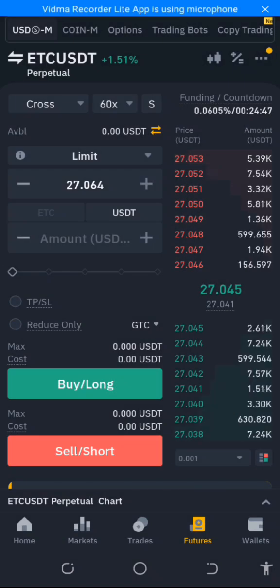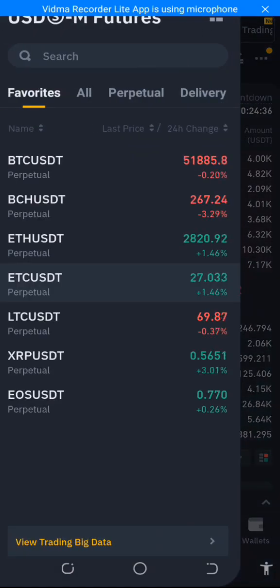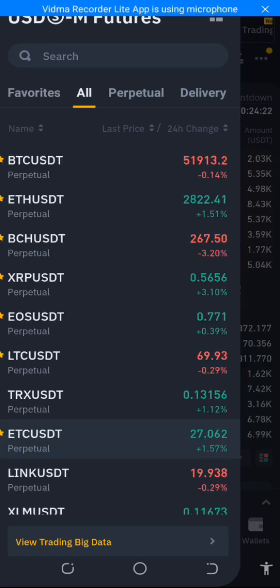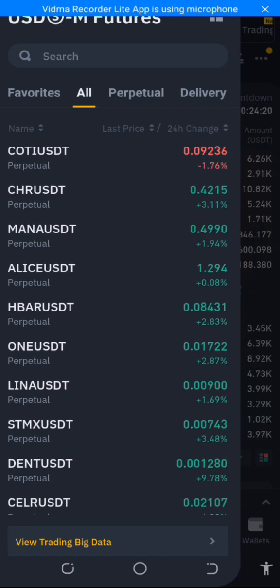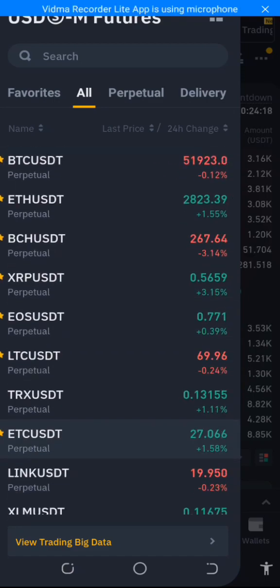So that's leverage. The next thing I'm going to show you is how to pick a pair of currency you want to use for your trading. If you come to this place where it's written ETC USDT and click on it, that is where you choose any pair of crypto that you want to trade. These ones are under the category of favorites, which is what people trade mostly. But if you want to check for another one that is not here, you can click on All. You can see there are a lot of them, so you can make your choices. Let us stick to the favorites.